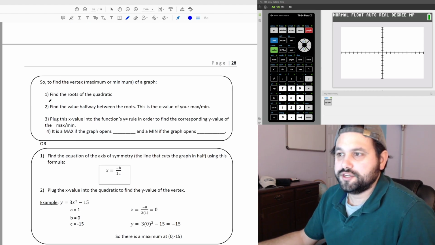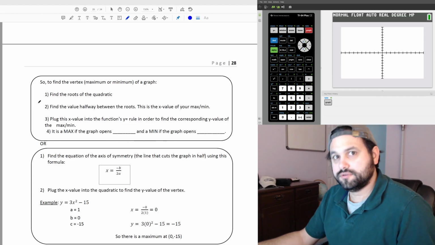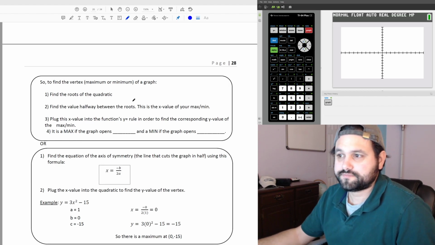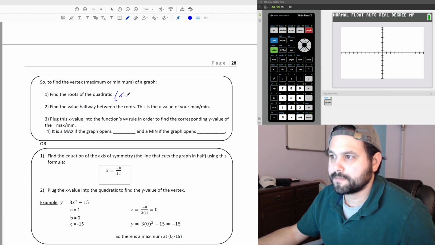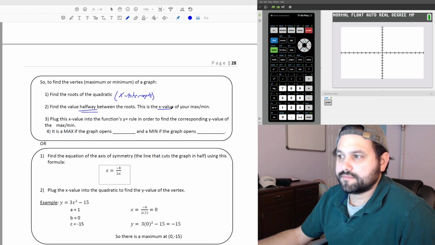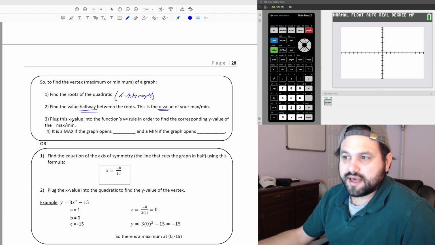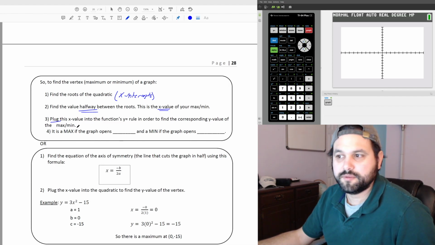There's a couple different methods we could use. First, we could use the idea we just talked about and say, okay, well, you could find the roots, right? The solutions, the x-intercepts. So you could find the x-intercepts. And then you can find directly in the middle, halfway between the roots. And then that's the x value for your minimum or maximum. Then to find the y value, you would just plug that x value into the rule, and you would find your y value, right? And that's the coordinates of the minimum or maximum.